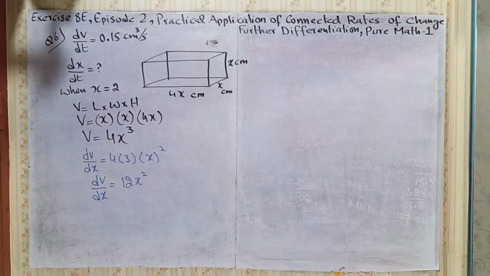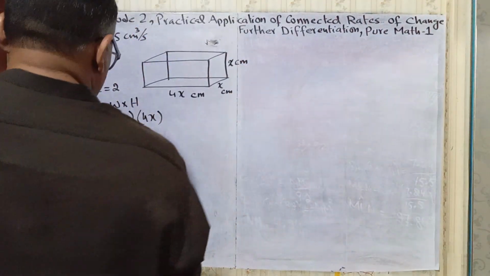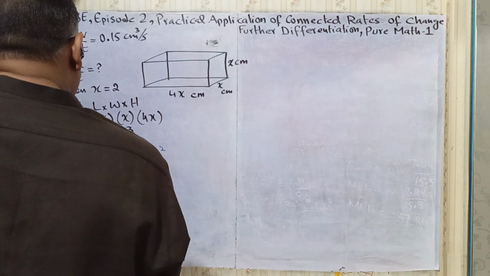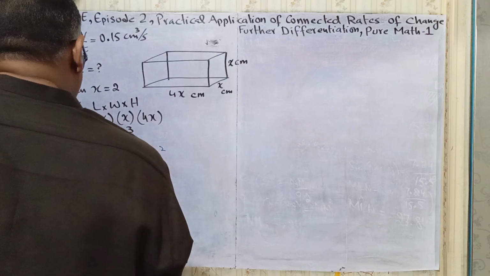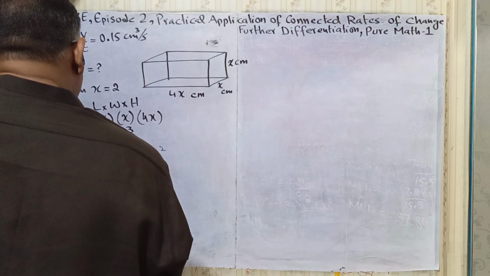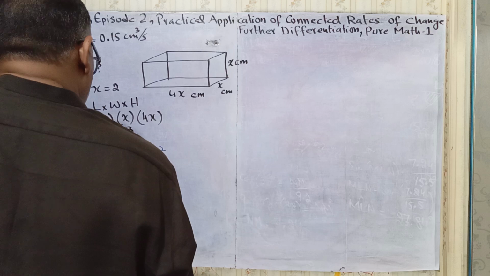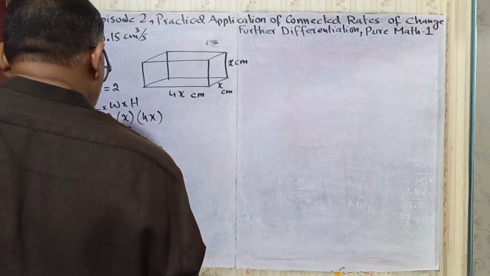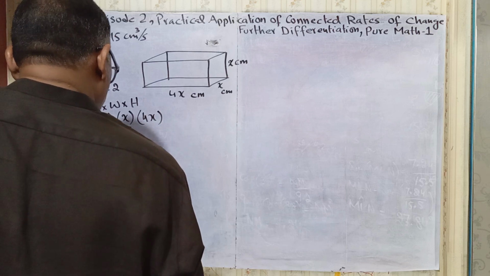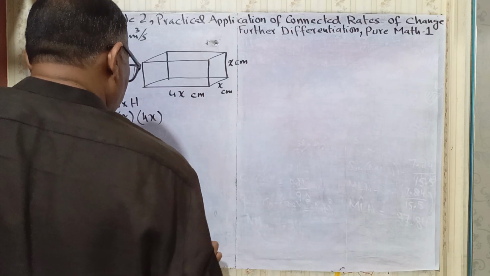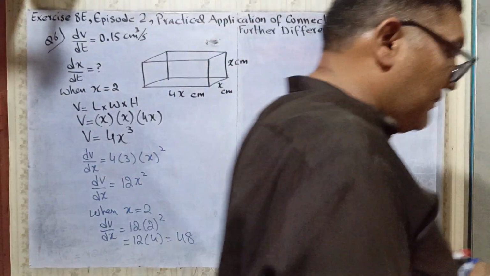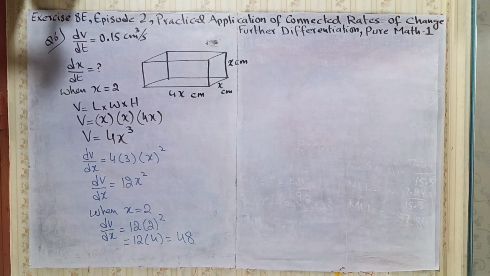Now they have given me the value of x, so I will find the dV by dx value when x is equal to 2. So I can say when x is equal to 2, the dV by dx will be equal to 12 into 2 squared. So that is 12 into 4 and that is 48. Now I know the value of dV by dx. When x is equal to 2, the value of dV by dx is equal to 48.